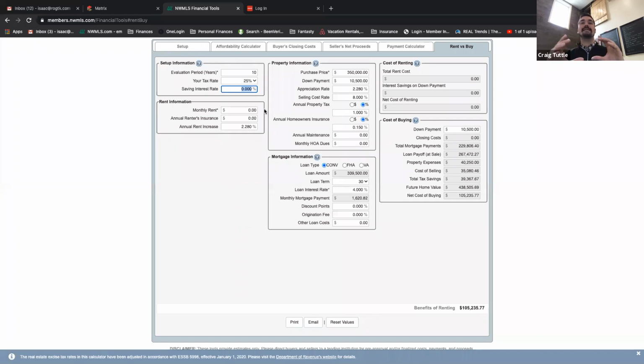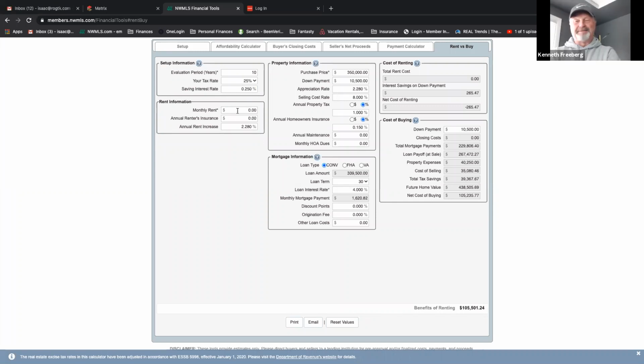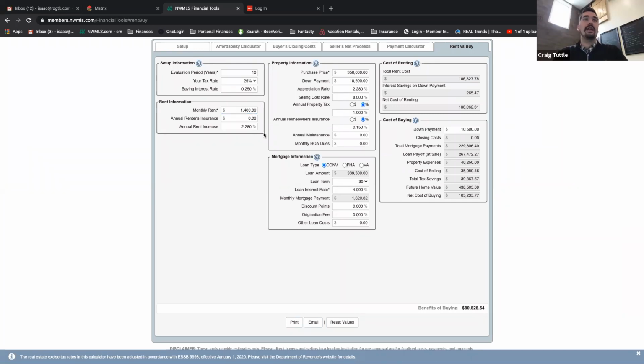Savings interest rate is saying, in comparison, what if you put your down payment and your closing costs into a savings account. So 0.75, I don't know. Well, that's generous. Yeah, that's probably very generous, unless it's in a CD somewhere or something like that. So let's bring it down to 0.25. There you go. Okay. Monthly rent, they're paying $1,400.